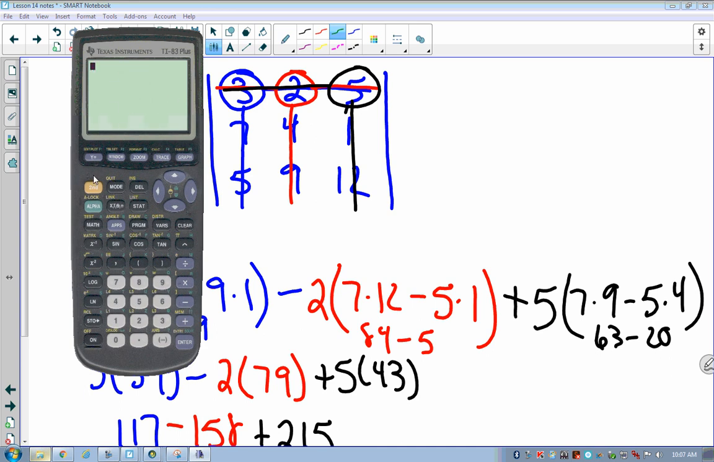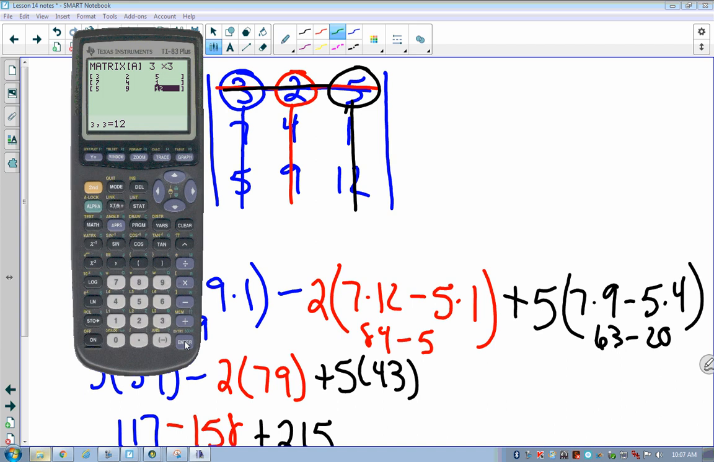right. So what I'm going to do is hit second, x to the negative 1, which is matrix. I want to edit, so I'm going to go over to edit to matrix A. And this is a 3 by 3, right? So I'm going to put in my numbers: 3, enter, 2, enter, 5, enter. It goes across the top row, and then it goes by row: 7, enter, 4, enter, 1, enter, and then 5, enter, 9, enter, 12, enter, right?